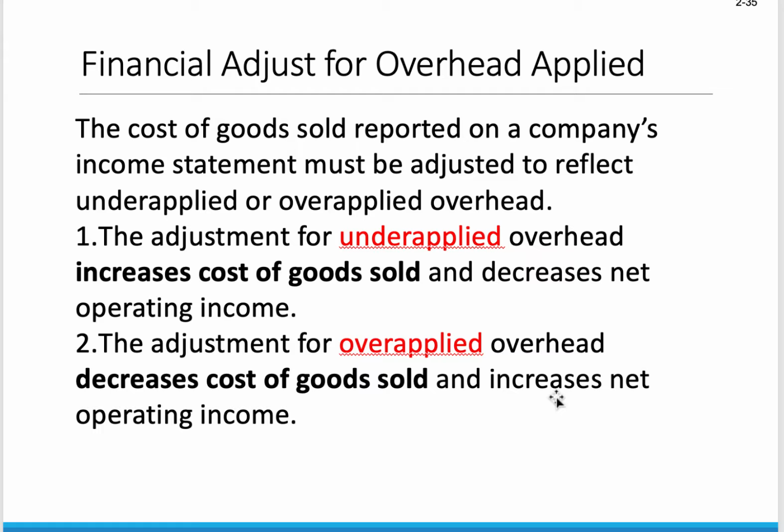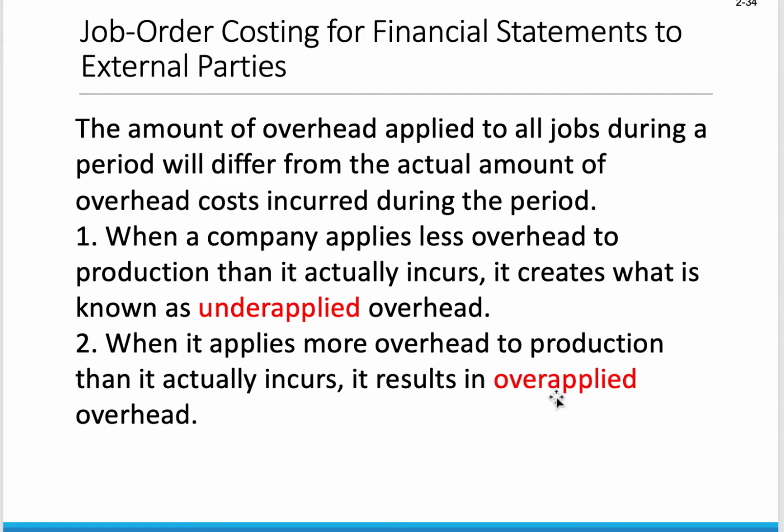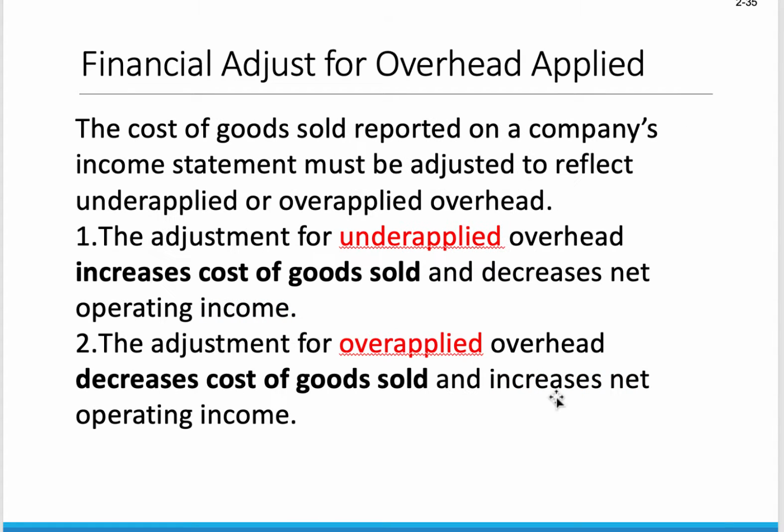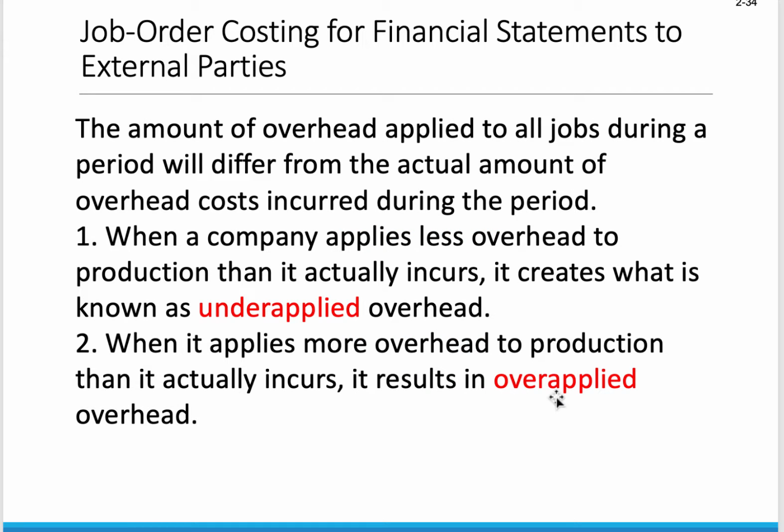Just for right now, you need to know this slide right here, this information, when overapplied or underapplied occur. You need to know that, and you need to know how to fix it. Underapplied, we have to increase cost of goods sold. If we overapply, we have to decrease cost of goods sold. So you've got to know those four things, so to speak.